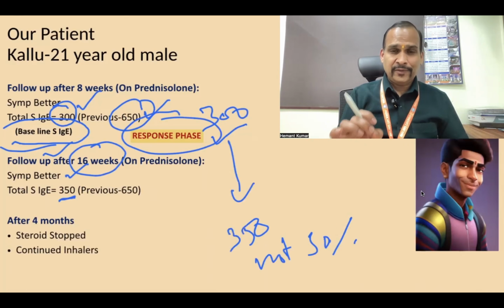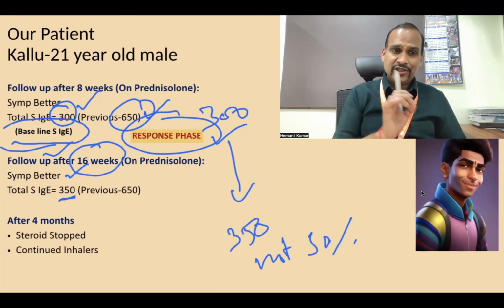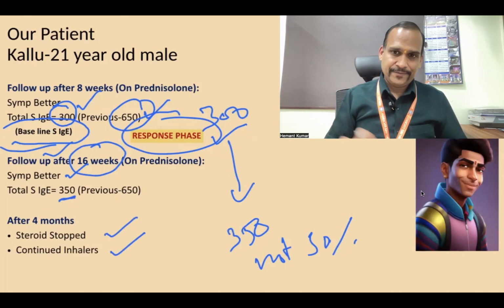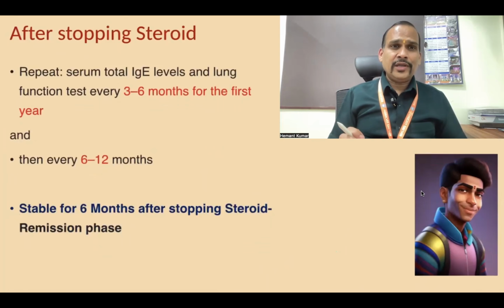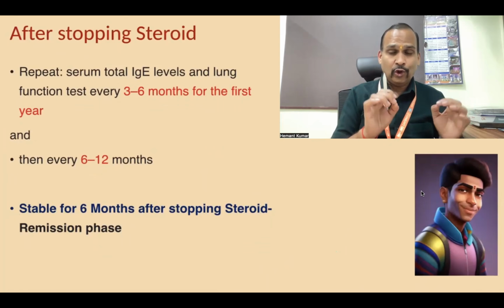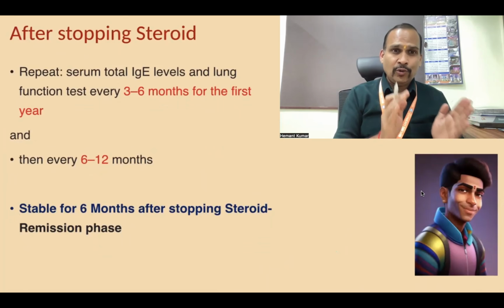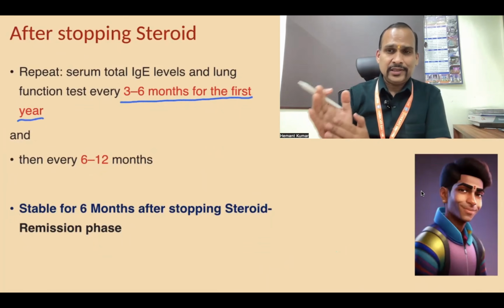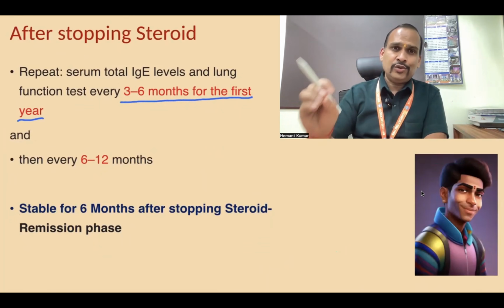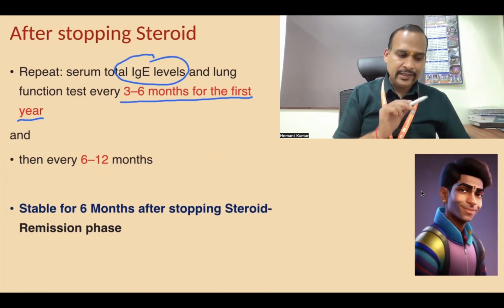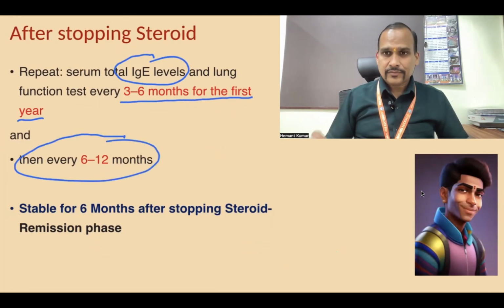After 4 months of completion of steroid, we stopped steroid and continued inhalers for asthma treatment. So after stopping steroid, when to repeat IgE, we have to do follow up again. We have to follow up at 3 to 6 months for the first year. When you stop the steroid, you have to call the patient at 3 to 6 months for the first year and repeat total IgE. After the first year, you have to do follow up every 6 to 12 months.